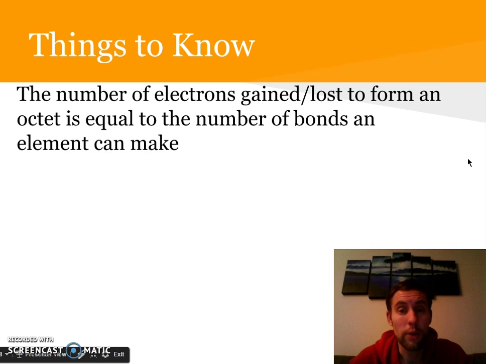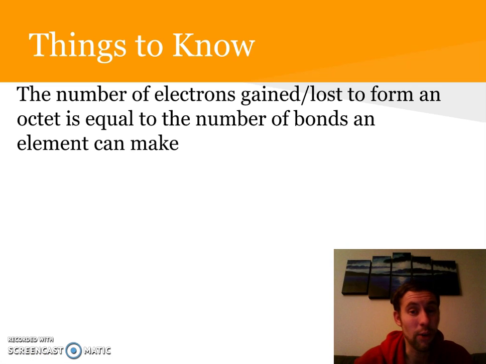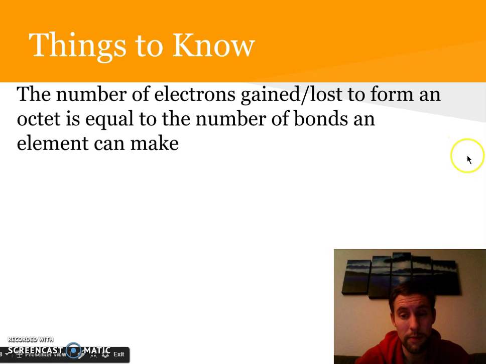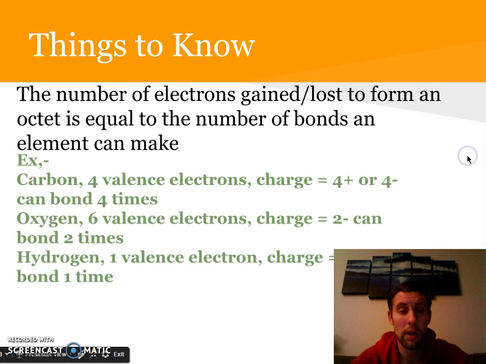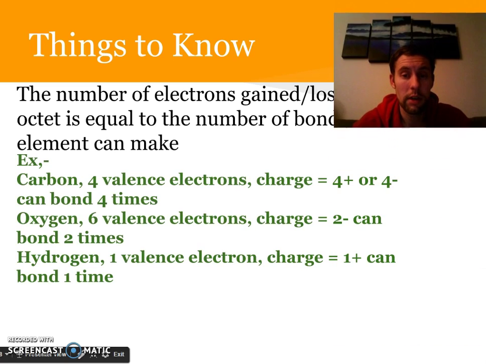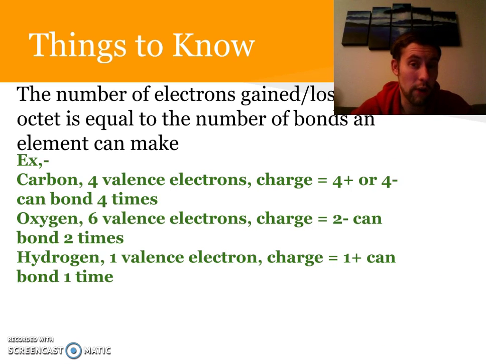Alright, things to know when we go towards compounds. The number of electrons gained or lost by an atom, so I'm going to try and get the charge of it to form its octet, is equal to the number of bonds it can make. So for example, carbon has got 4 valence electrons. It can have a 4 plus or 4 minus charge. Therefore, it can bond 4 times with something. Either the same thing 4 times, or 4 different things, or whatever. It can make 4 bonds total.